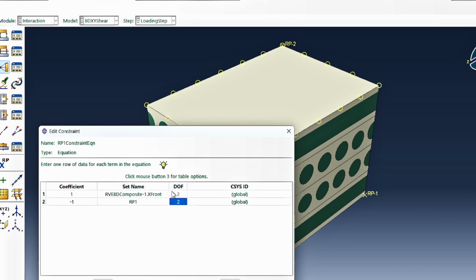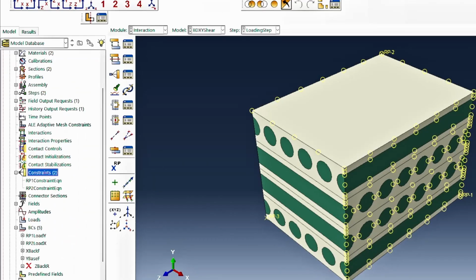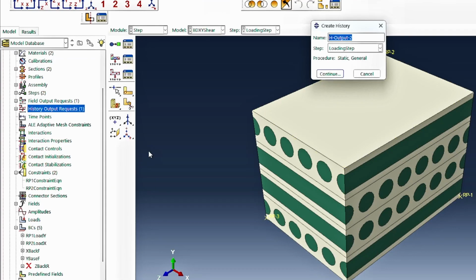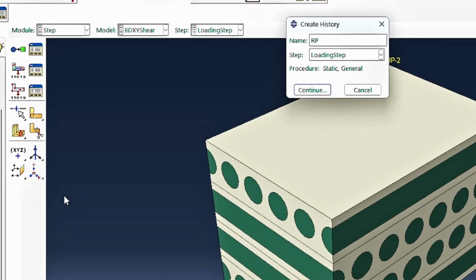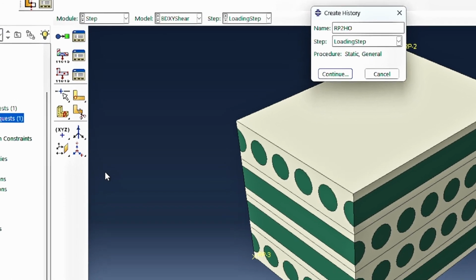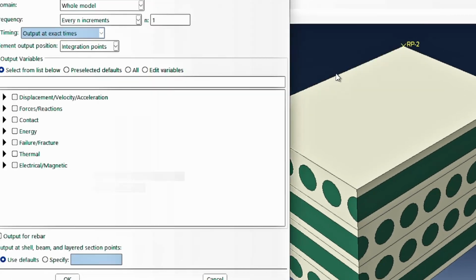So you get XY, X, Y being what you have here. Then obviously we need the history output for those two. So we're going to get reference point 2 history output. So remember, reference point 2 history output.